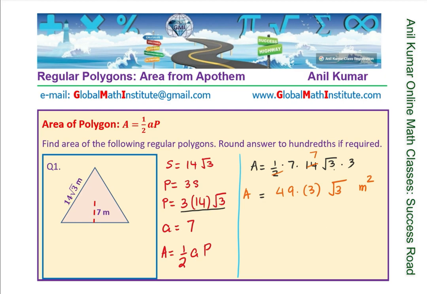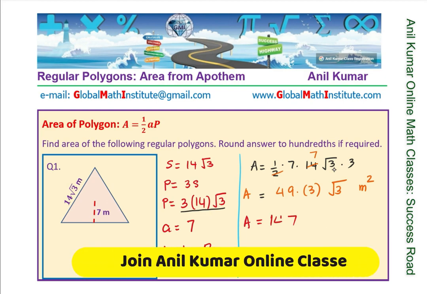Perfect. So let's write down the answer. Area is 3 times 9, 27, 3 times 4, 12, so 147 square root 3 meters squared. Is that clear to you? We'll leave this as the exact answer. So that gives you the process of calculating the values using the formula.